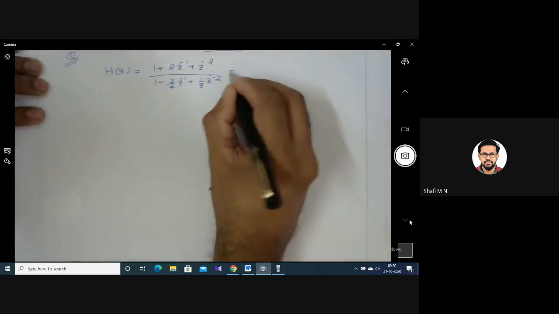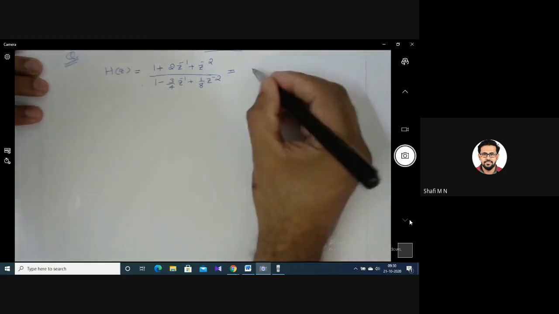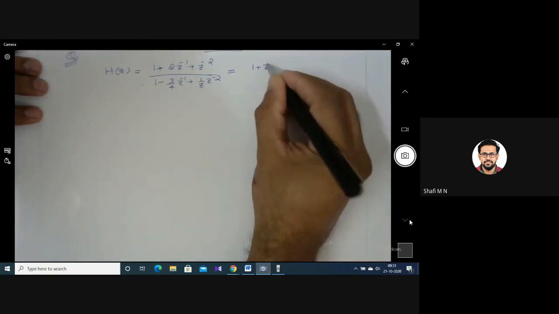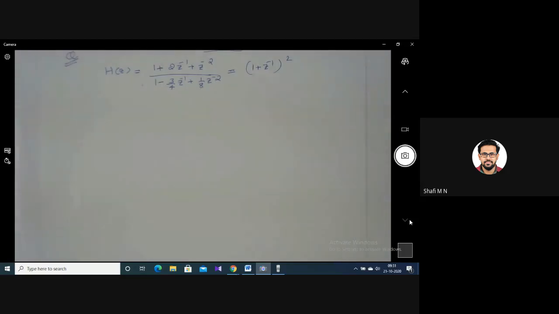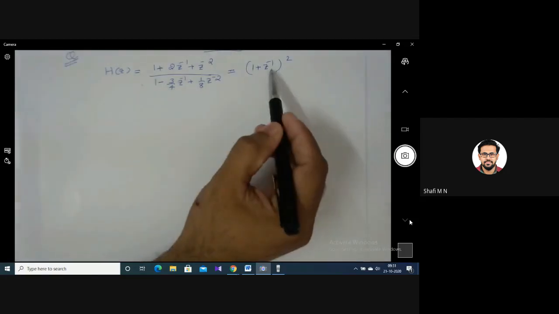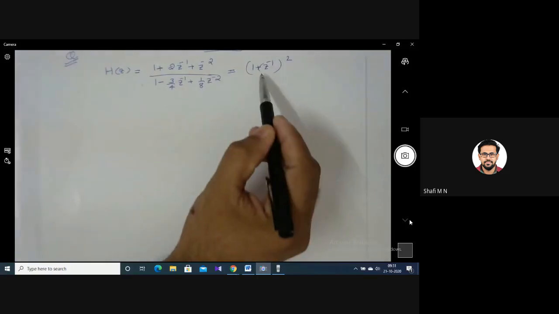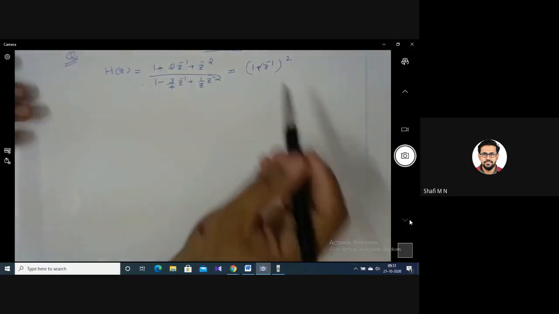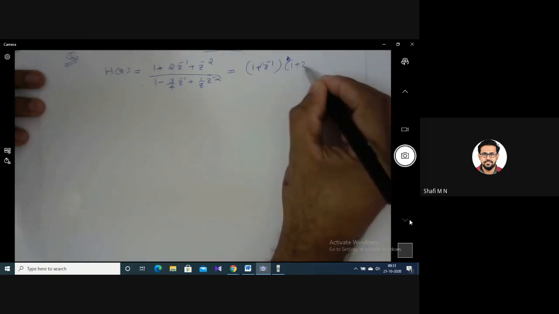So let me split this into 2. So numerator is, what is that? 1 plus z raised to minus 1 the whole square, isn't it? 1 square plus 2 z raised to minus 1 plus z raised to minus 1 square, that is z raised to minus 2. So this is one thing. This is how you can represent it as 1 plus z raised to minus 1.